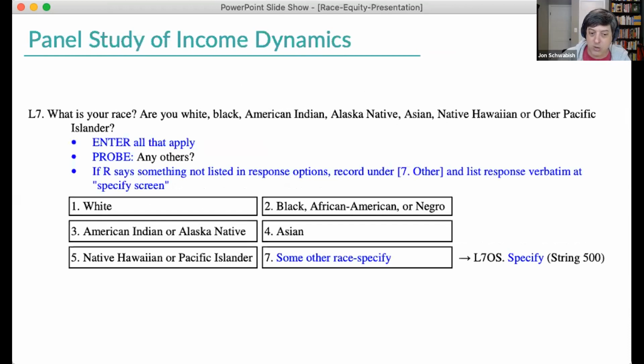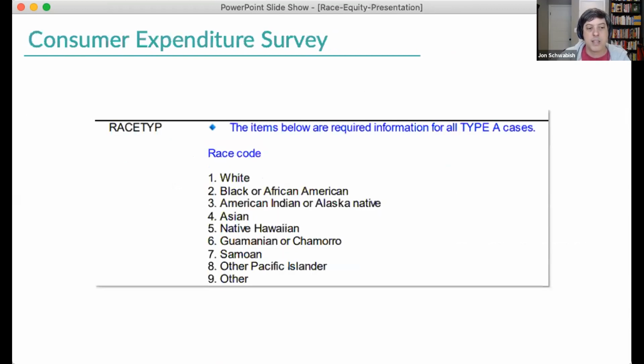Panel study of income dynamics run by the University of Michigan. We have 6 categories, starting with white, going to 5 for Native Hawaiian or Pacific Islander, and then 7. I don't know why they skip 6. It's always a question I've had and I've never asked. I don't know why they skipped the number 6 for some other race. And then the consumer expenditure survey. We have 9 different categories here, starting with the first category being white and the last category being other.